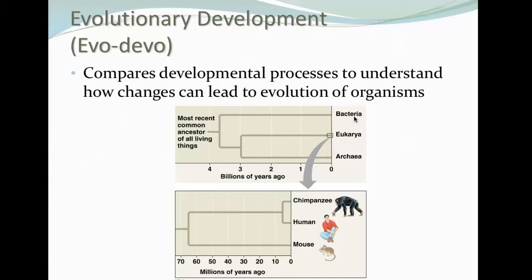New vocab word, it's called evolutionary development, Evo-Devo. And so you're just going to write down the definition of Evo-Devo. This is just the branch of biology that basically compares the developmental processes to understand how changes lead to evolution of organisms. And so pause and write that down, because then I want to say something real quick, and we're actually almost done. We're on the last page here. So pause and write that down.